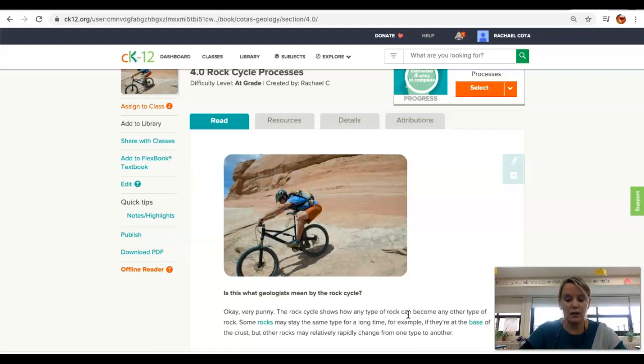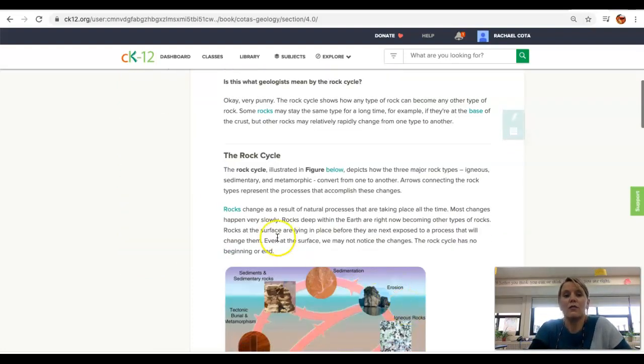And any rock, this piece of granite right here that you're all very familiar with, granite here in Minnesota, could become any other type of rock. It could become a sedimentary rock at some time in its life, okay? Depending upon what happens to it, what kind of stuff it is subjected to. The rock cycle, which is illustrated right here, depicts how our 3 major rock types, igneous, sedimentary, and metamorphic, can convert from one to another.